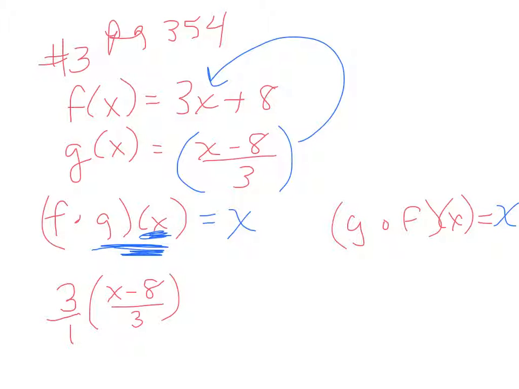This 3 is in the numerator, that 3 is in the denominator, and they will cancel. So that's what we want that to do. We want that to cancel. Don't distribute. If you distribute the 3, you won't be able to tell that something will cancel. So when that happens, I'm left with, okay, I just did 3 times x, and now I have to add 8 to that.